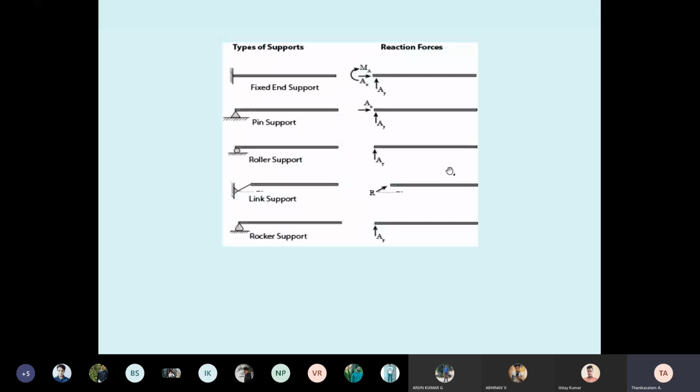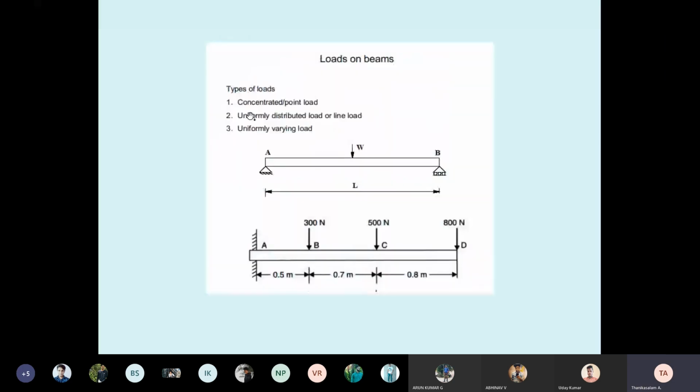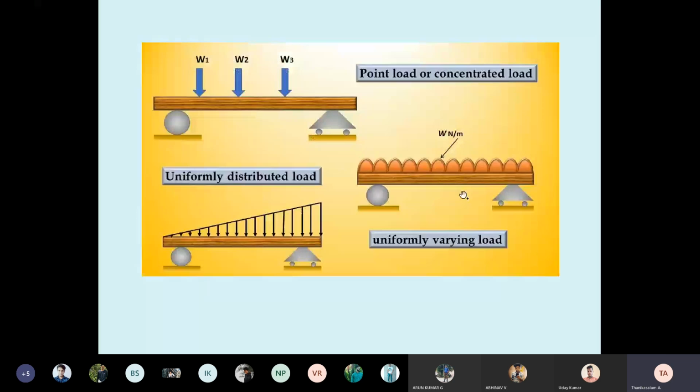Then the corresponding loads. Point load or concentrated load. The load acting on the body at a particular point is called point load. Point load is represented by capital W. This is an example of a 300 Newton point load, 500 Newton point load, 800 Newton point load, acting at different points. This is called uniformly distributed load. The load uniformly distributed on the body is called uniformly distributed load. So whenever UDL is acting, you convert it to a point load.